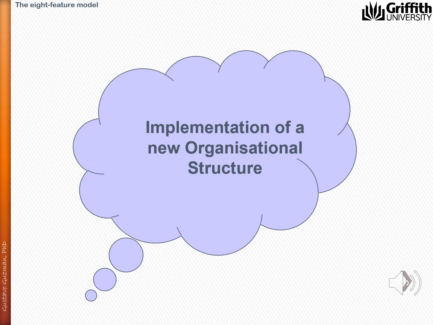Implementation of a new organizational structure is also an example of a highly subjective Quadrant 4 project because we can define organizational structures in many different ways, and organizational structures are invisible. We don't see them.